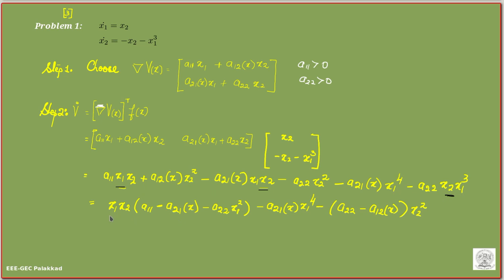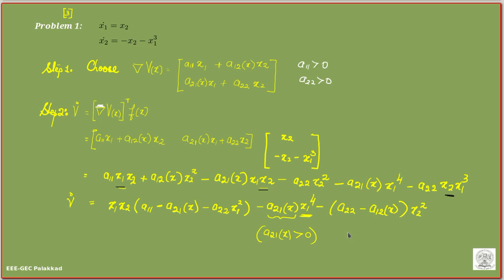That means the x1 x2 coefficients are grouped together, and the square terms are grouped together, so that I can easily find V dot of x. If you look closely at this equation, we are going to restrict conditions on V dot of x. We want V dot of x to be negative definite. Here x1 raised to 4, this part is negative, this part is positive. So I want this to be greater than 0. So a21 of x should be greater than 0.